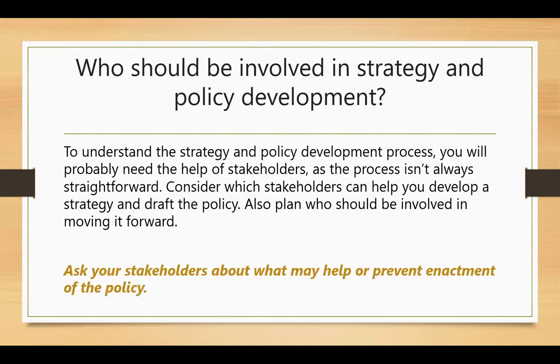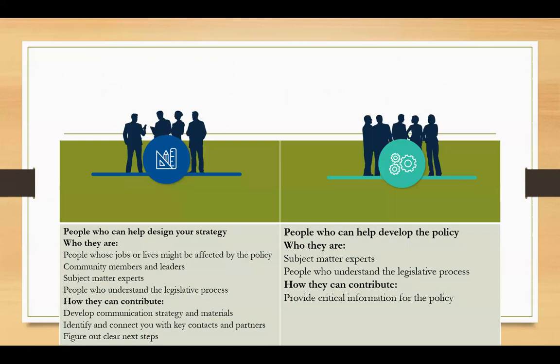Who should be involved in strategy and policy development? Okay. You're going to need the help of stakeholders. Again, this is something, if you want to go far in any organization, you're going to have all the stakeholders on board. Even though there's going to be a voice of dissent, you're going to have them with you. The process isn't always straightforward. Consider which stakeholders can help you develop a strategy and draft a policy. Also plan who should be involved in moving it forward. Now, here's where you have to ask those stakeholders what can help you or prevent you from enacting your policy. Okay. They have the inside information. Let's go with it.